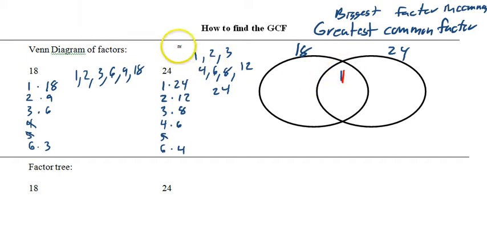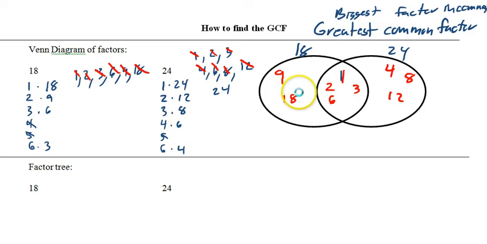So 1, 2, they both have a 2, so we put that in the middle. 3, they both have a 3, put that in the middle. 4, only the 24 has a 4. 6, that is also common. 8, going in order, 8 is only for the 24. 9 is only for the 18. 12 is only for the 24. 18 is only for 18. And 24 is only for 24. Those are all of the factors and they're ordered.